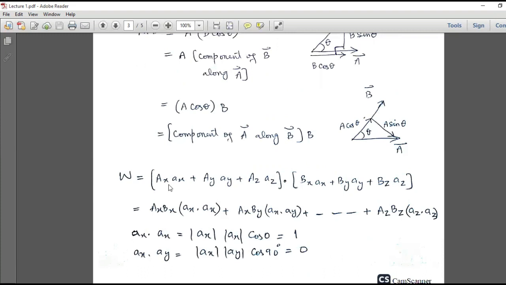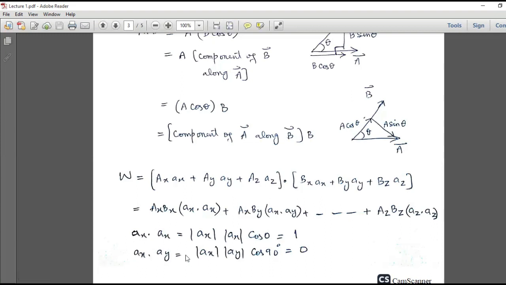So practically W is equal to A dot B. This is the A vector, this is the B vector, and we have a dot product in between, and now we have to multiply all the components with each other. So the first product will be AxBx into ax dot ax. Now the second term is AxBy into ax dot ay. So ax dot ax is equal to the ax magnitude into cos 0, because the angle between the x-axis and the x-axis is 0. So this result is equal to 1.